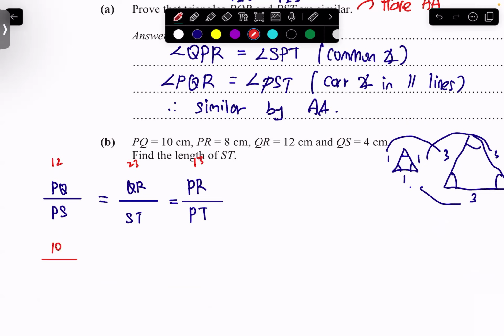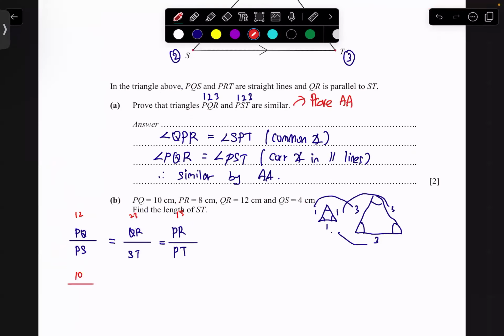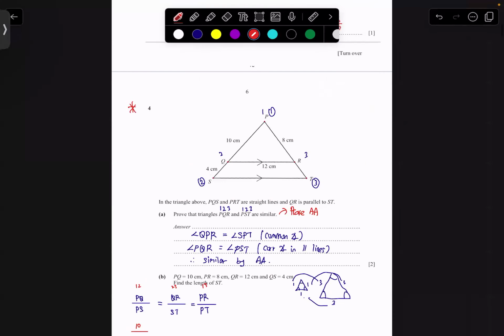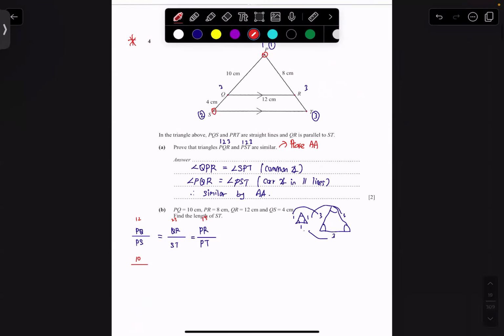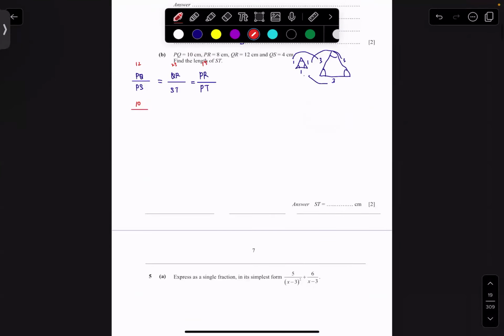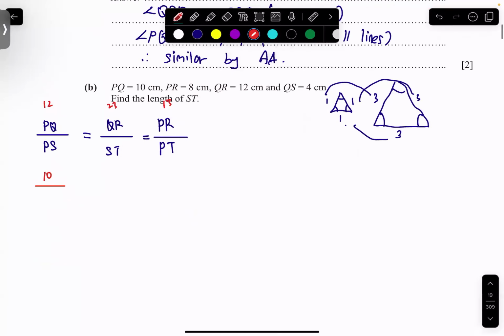PS is not given. Okay. So if it's not given, look at the diagram. Do we not have PS? Actually, we do, right? PS is actually 14. So we have to look at the figures sometimes. Okay. QR equals 12. ST, we want to find.